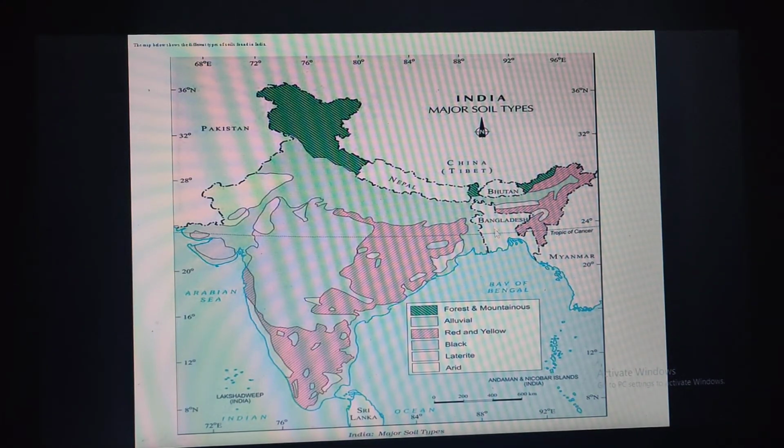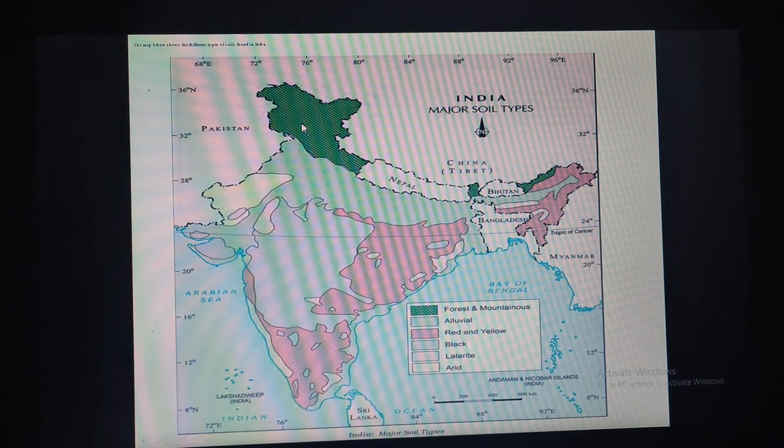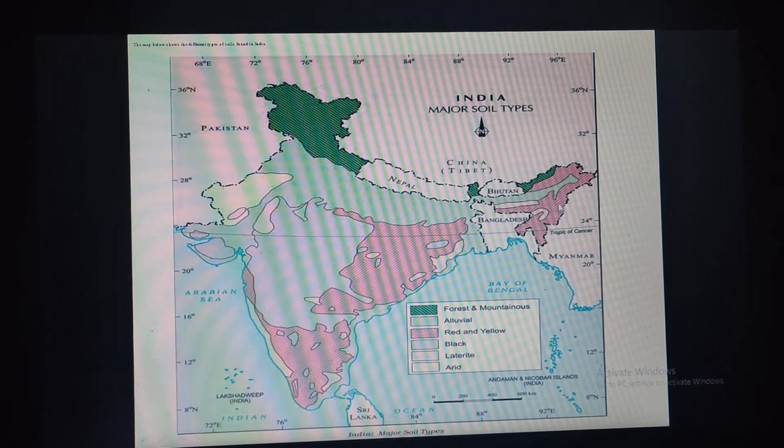Here you can see in this map, below, different types of soil found in India. Here you can see the green one, forest and mountain. Then you can see alluvial soil. Here in the pink color you can see red and yellow soil is found. Here black soil is found. These ones are laterite soil and the remaining is arid soil. So you can see here.